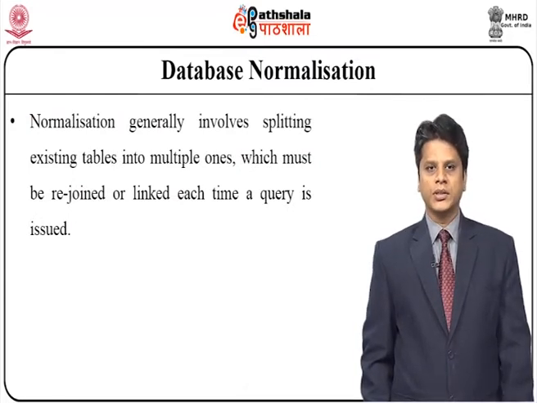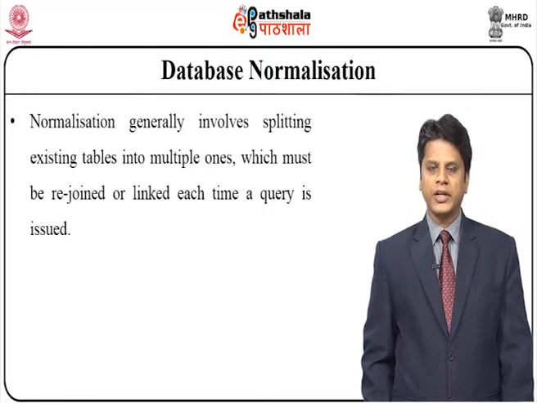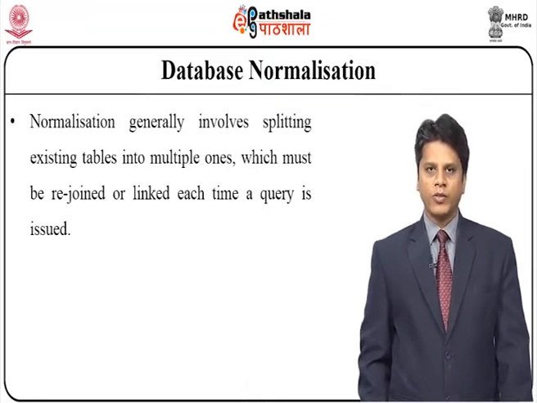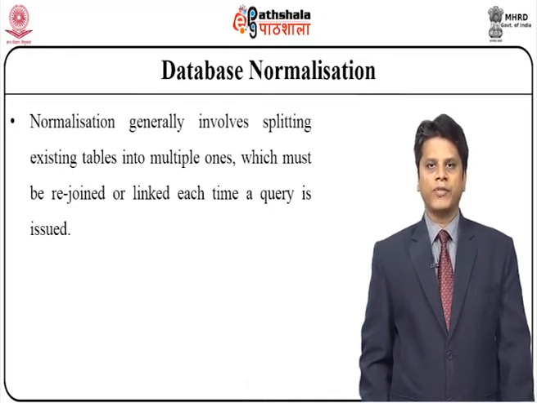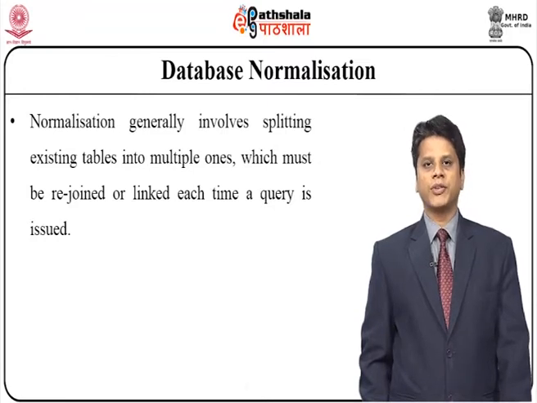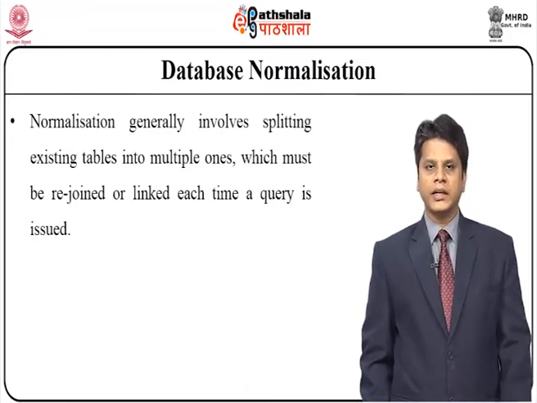Further, normalization generally involves splitting existing tables into multiple ones. So far, we have looked at a relational database table as one single table, or when we looked at relational algebra, we considered two different tables. But now, because of normalization, we will be splitting the relation into multiple relations, which must be rejoined or linked each time a query is issued.